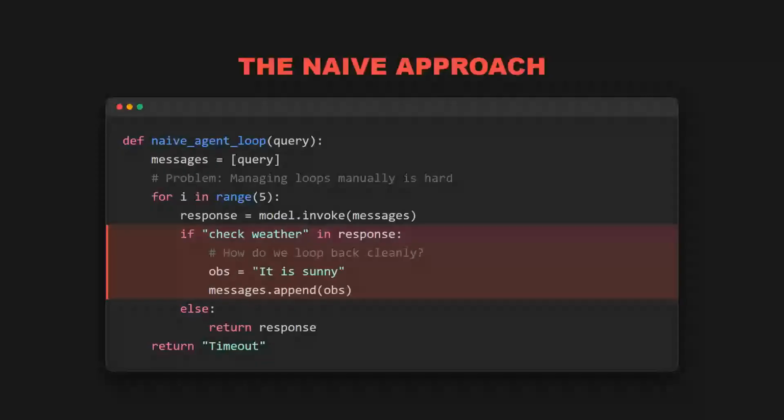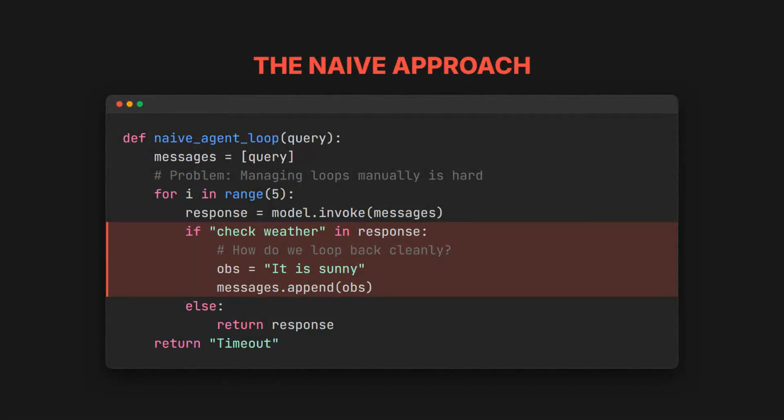Let's begin. If you try to build an agent in vanilla Python, you eventually hit a wall. This is what we call the naive loop. You have to manually write a for loop to limit execution steps so it does not run forever. You have to manually manage the list of messages, appending new tokens, and handling context windows. And worst of all, the logic. Look at this spaghetti code. If the model says check weather, then execute function A, then loop back.